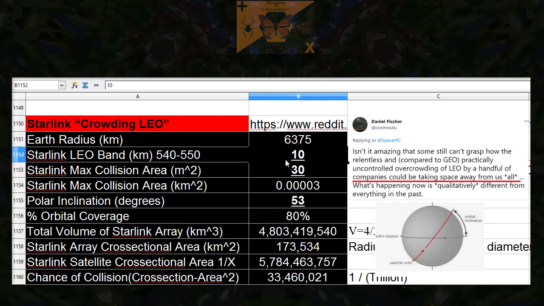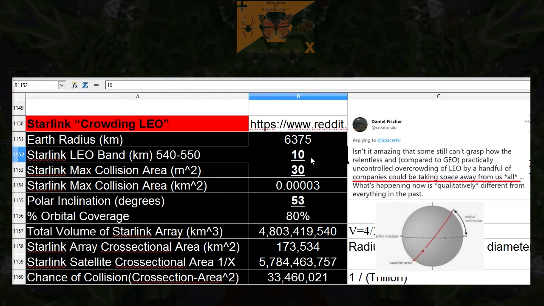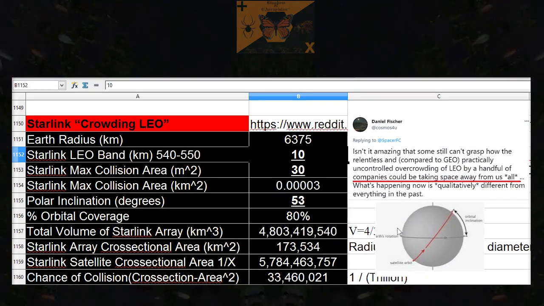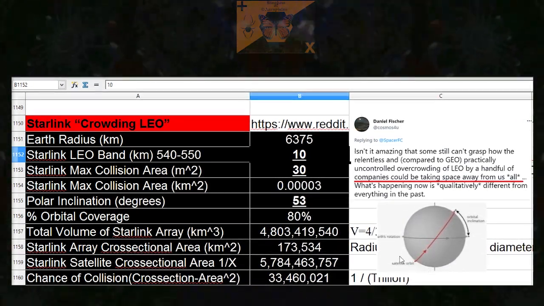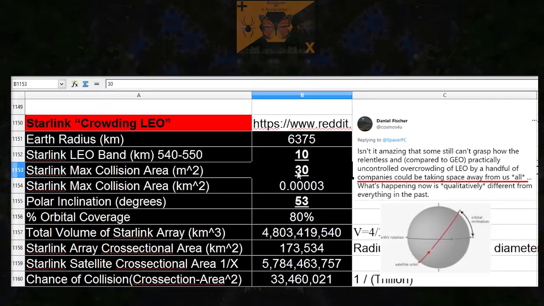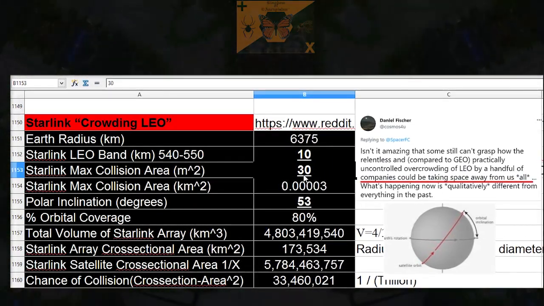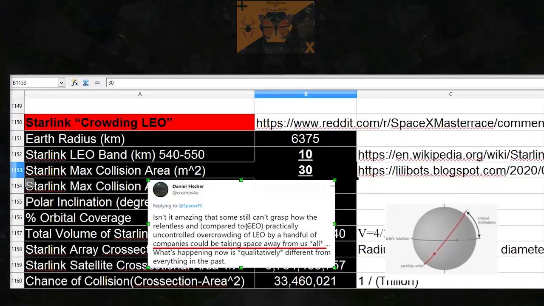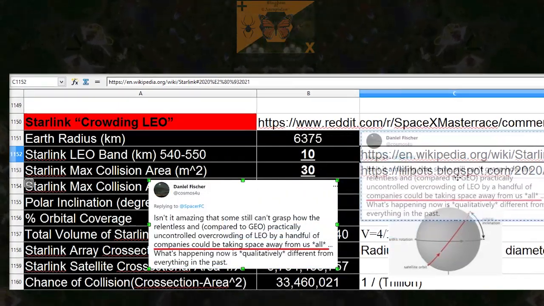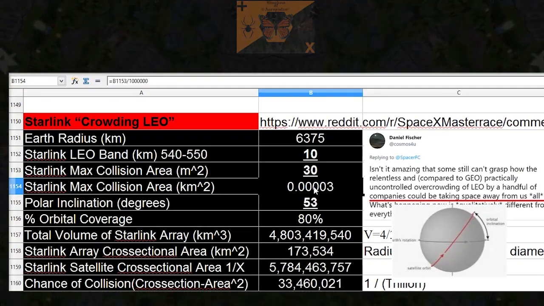Earth's radius, looked it up. Starlink low Earth orbit band, looked up the difference. You have to take the difference to get the total area. We're taking the cross-sectional area of this orbit, this diameter, instead of the volume. So we'll get to that later. This is the Starlink max collision area, mostly the solar array. That's the source for my Starlink orbital data. Then we just divide by 1,000,000 to get square kilometers, because it just makes things easier for us.